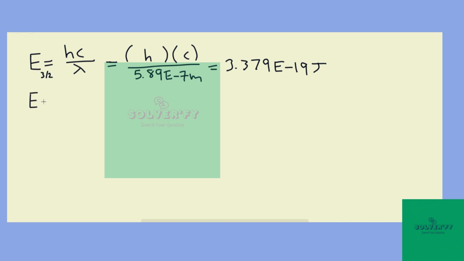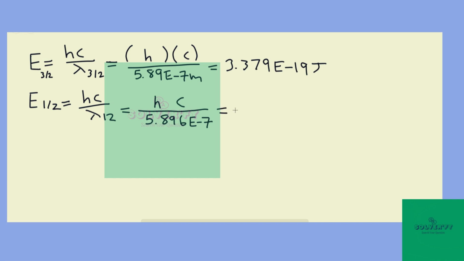We can do the same thing for the p1/2. I should just indicate that this is the lambda for p3/2. Doing the same thing for 1/2, we use a lambda of 5.896, so very, very similar, and same H and C constants. We end up with a result that's very similar, but not quite the same as the previous result, 3.371.